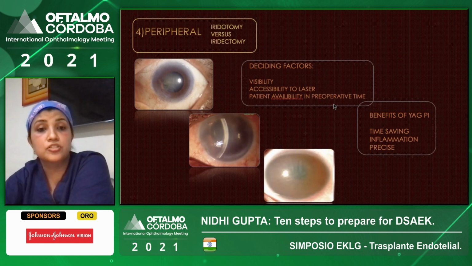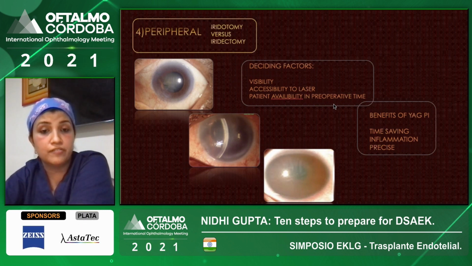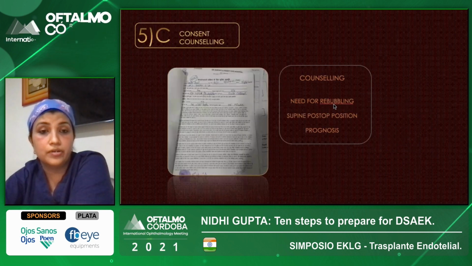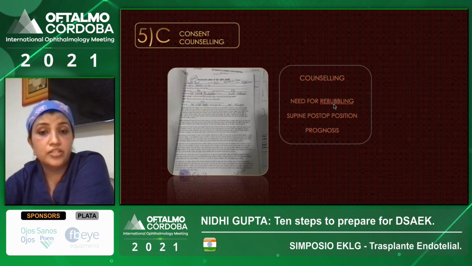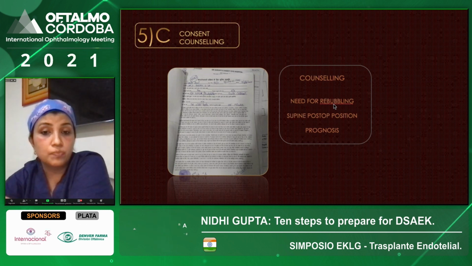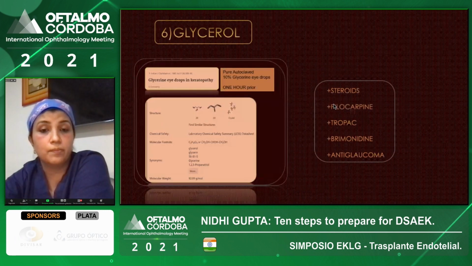One thing you can do is an iridotomy preoperatively in patients in whom you have good visibility, for the benefit of time saving, less inflammation, and to be very precise. Or you could decide to do a surgical iridotomy during your surgical intervention. As I already mentioned, counseling goes a long way; especially, these patients need to be taken for rebubbling and need to be supine postoperatively, apart from the prognosis that you're going to be discussing with your patients.